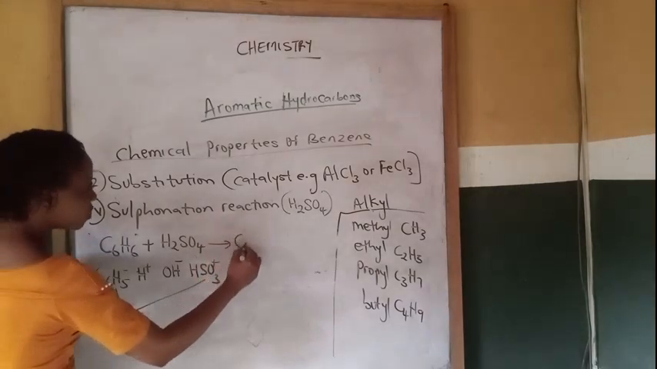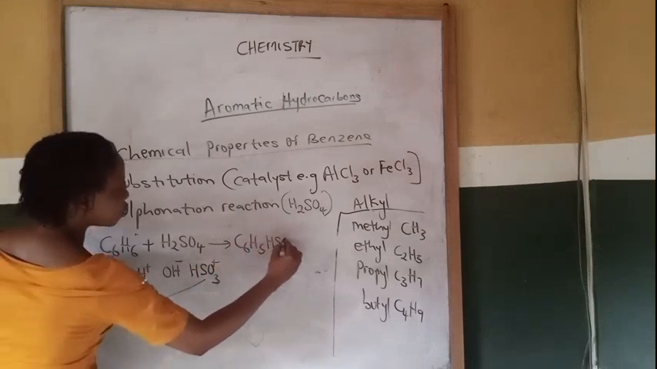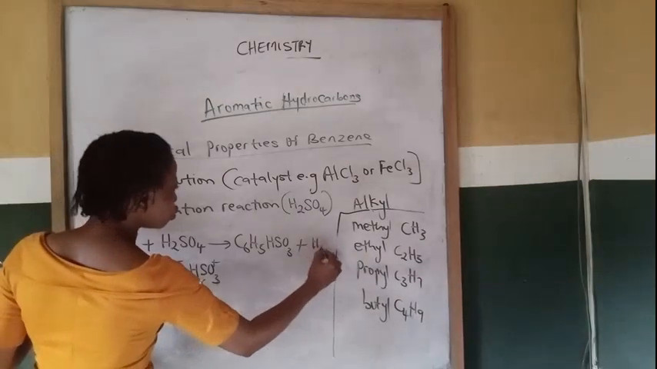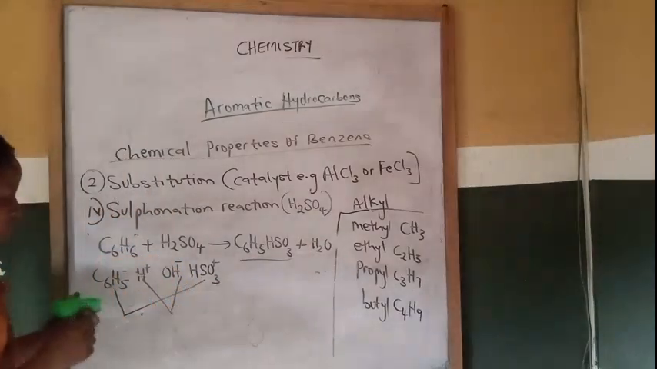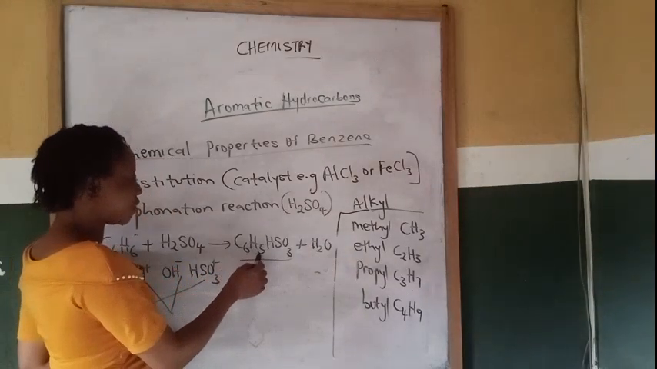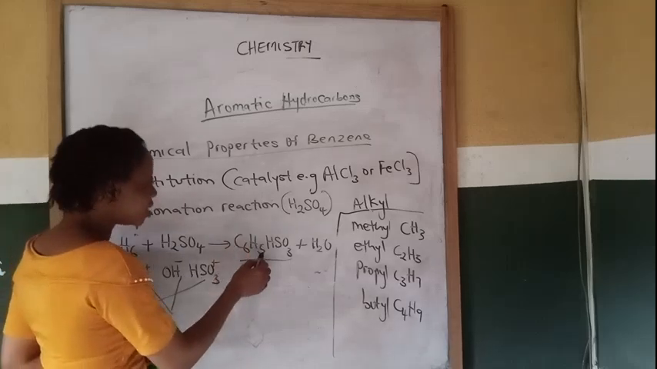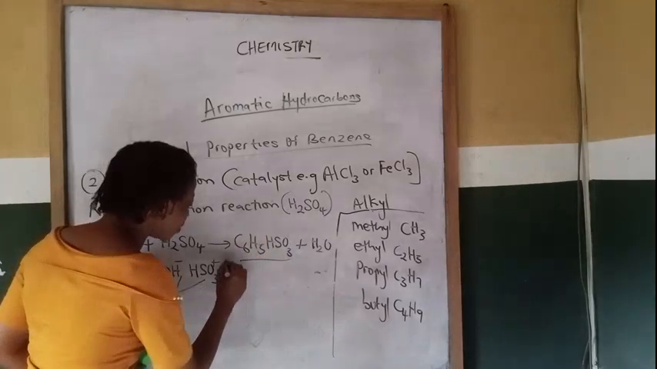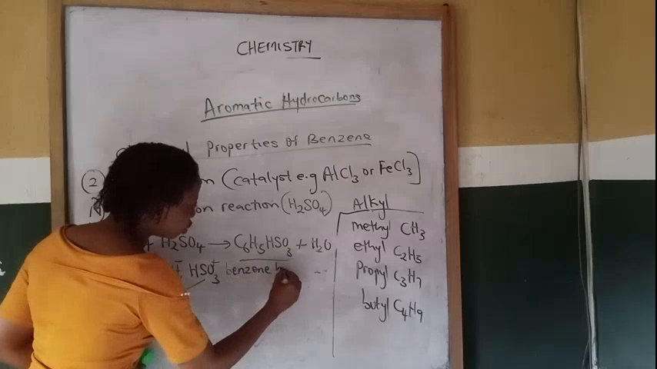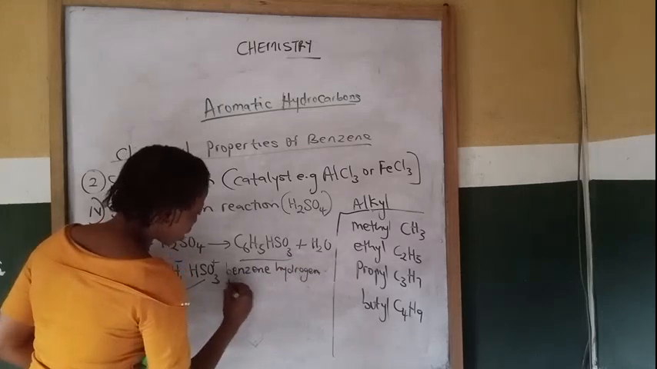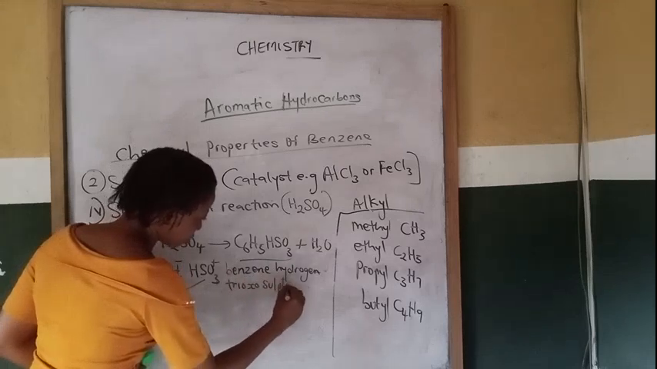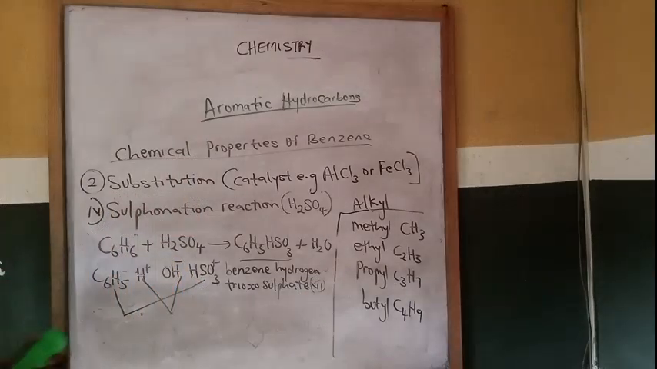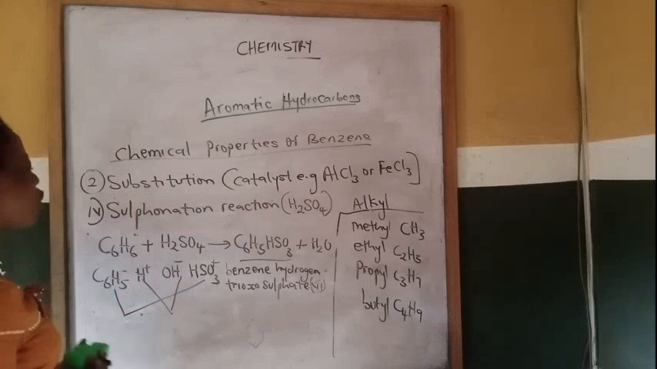So our first product will be C6H5, then HSO3. Plus hydrogen will combine with hydroxy ion to give us H2O. So what is the name of the product formed? Don't forget that C6H5 is derived from benzene. So our product will now be benzene hydrogen triazo. Since we are having 3 oxygen, we call it triazosulfate 6. So the name of this product is benzene hydrogen triazosulfate 6. So let's take the last chemical reaction under chemical properties of benzene.